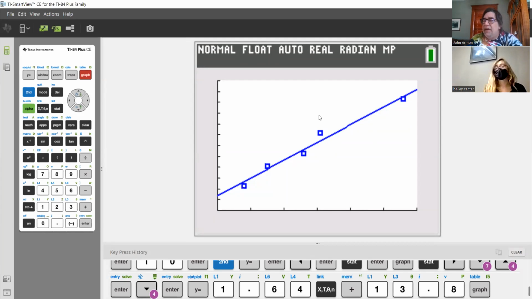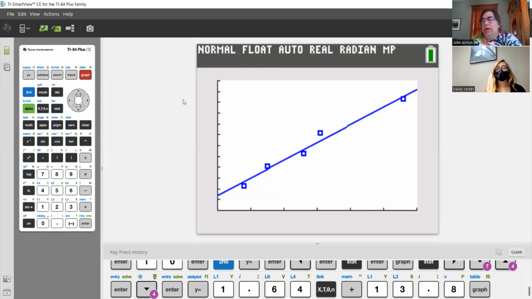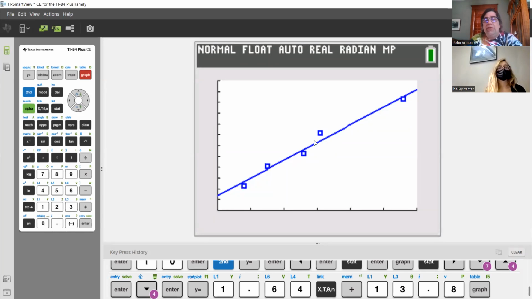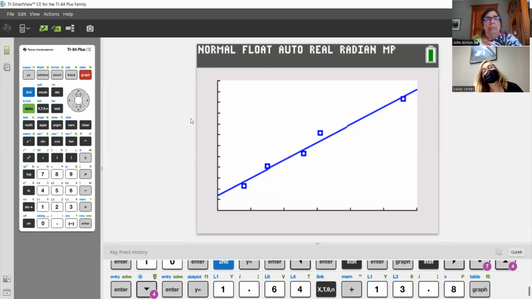So if you've had a stats class, you may have seen that calculation before. Not our focus here. We just want to make sure to get what we call the line of best fit. So linear regression here.